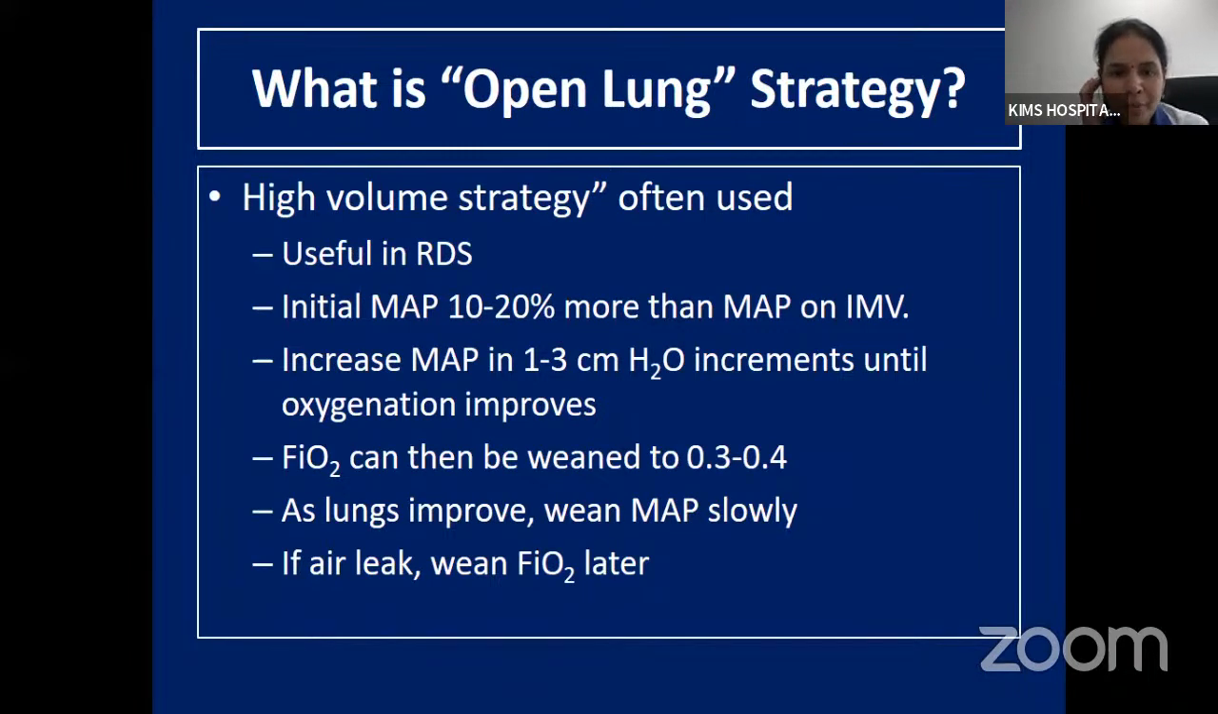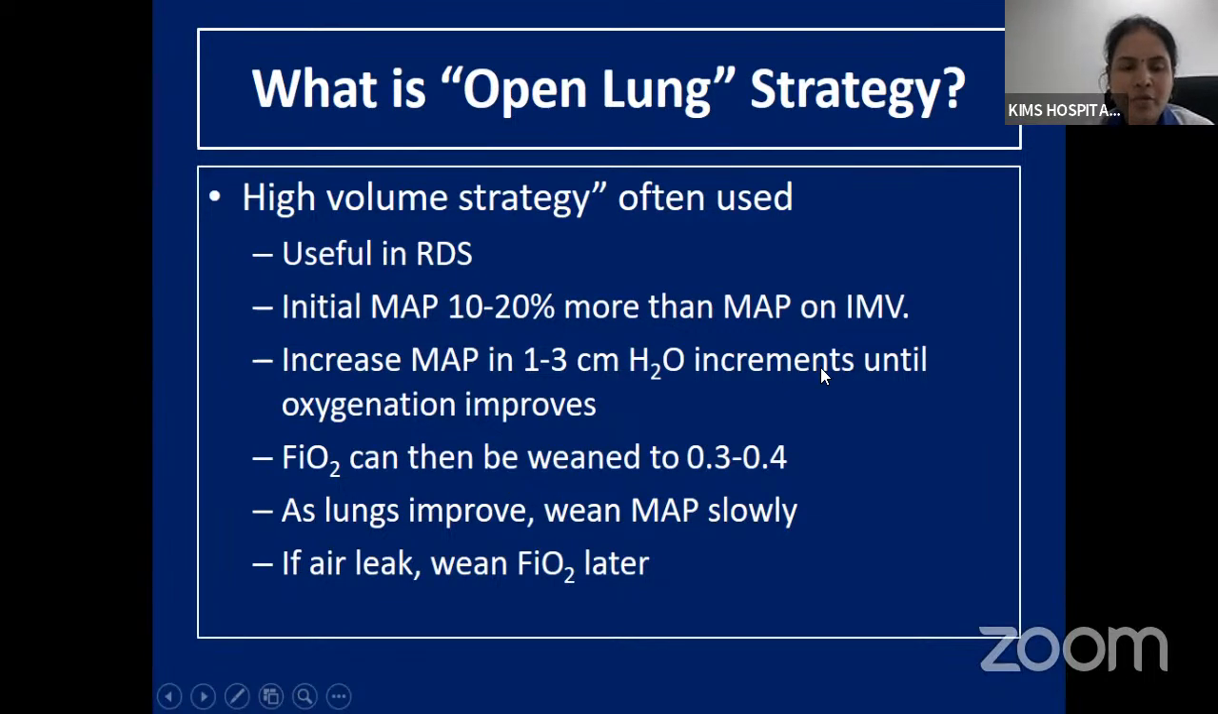So when we talk about open lung strategy, this is a strategy of using high volume, which is useful in severe parenchymal problems like respiratory distress syndrome. When we switch from conventional ventilation to high frequency ventilation, it is important to use a MAP which is 10 to 20% higher than on conventional ventilation to achieve open lung strategy, and increase the MAP in steps of 1 to 3 centimeters of water until oxygenation improves.